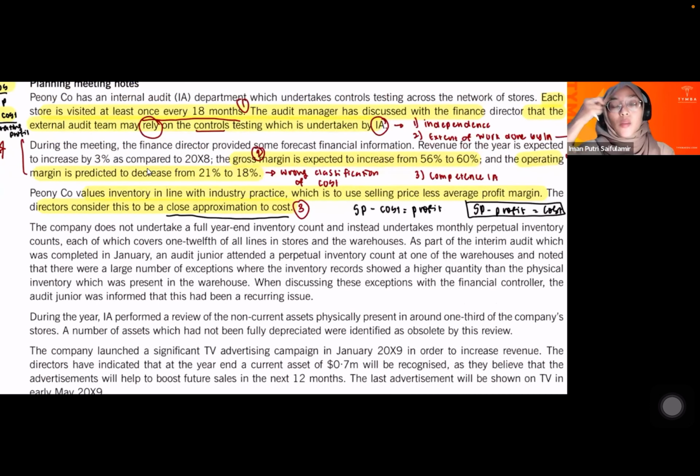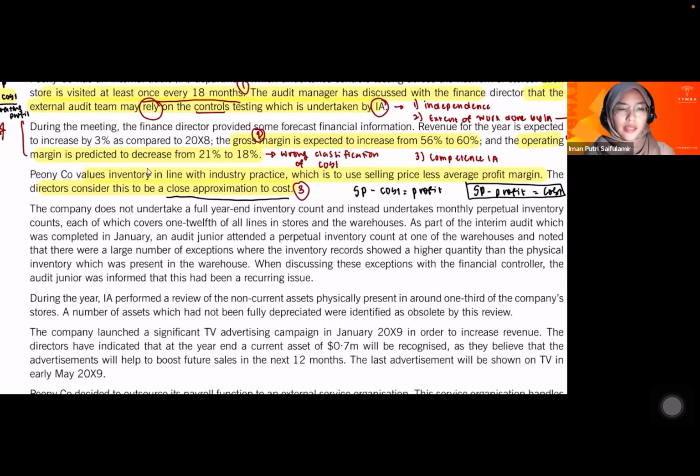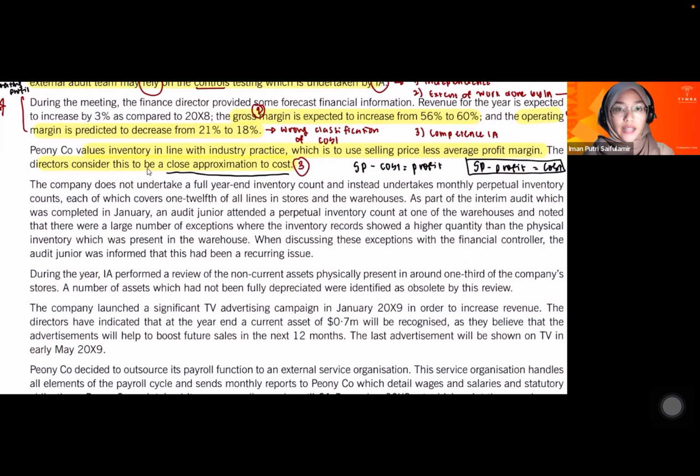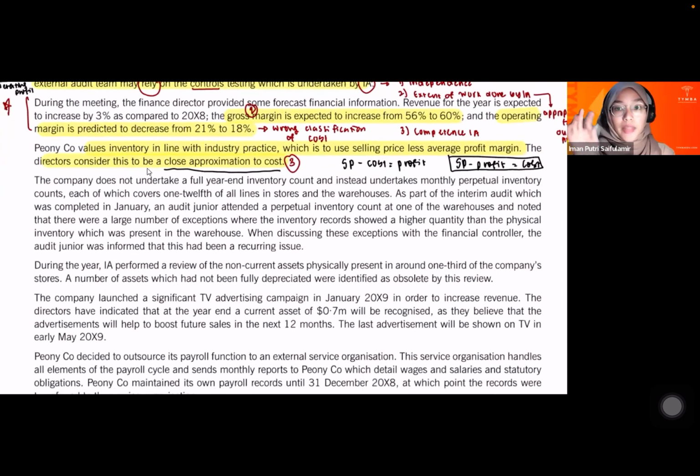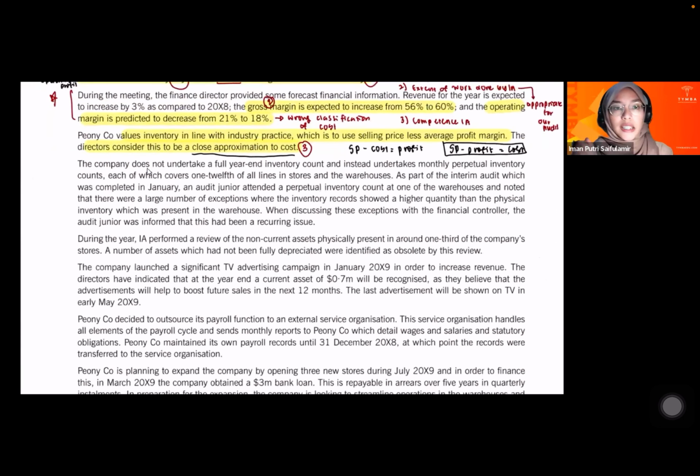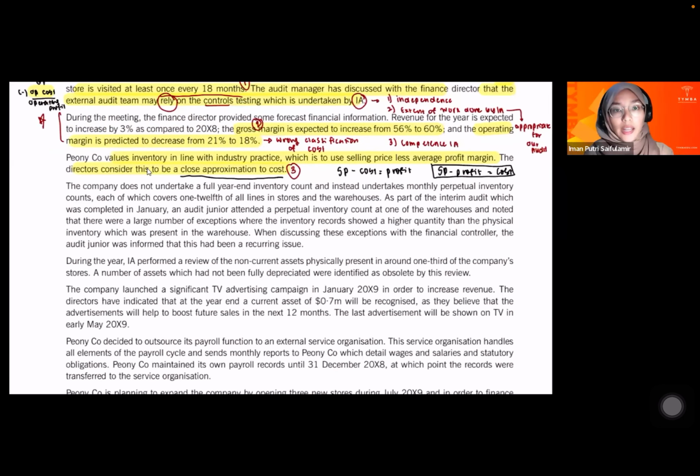You want to talk about what this IAS 2 states. The company does not undertake a full year-end inventory count and instead undertakes monthly perpetual inventory counts, each of which covers 1/12 of all lines. Okay, it only covers 1/12 of all lines in stores and warehouses.